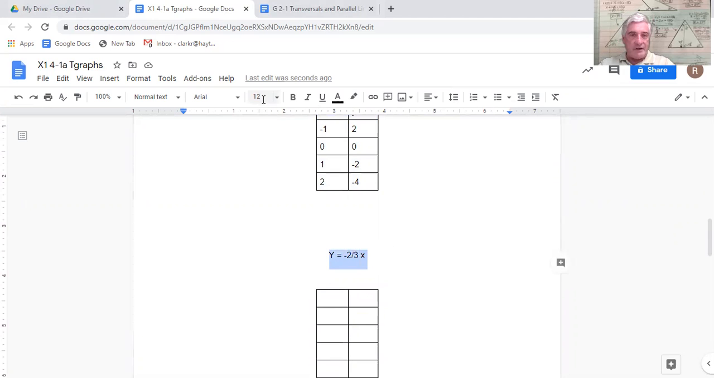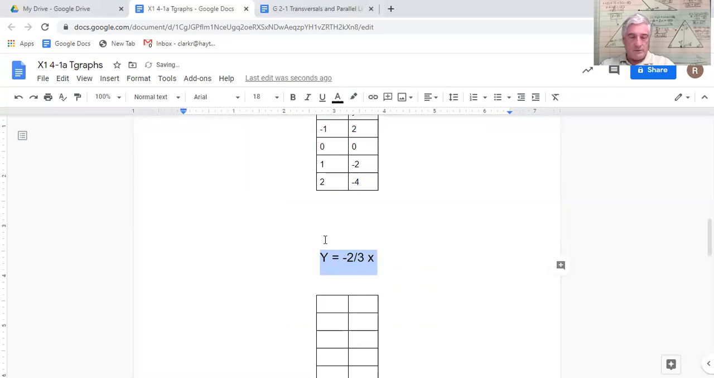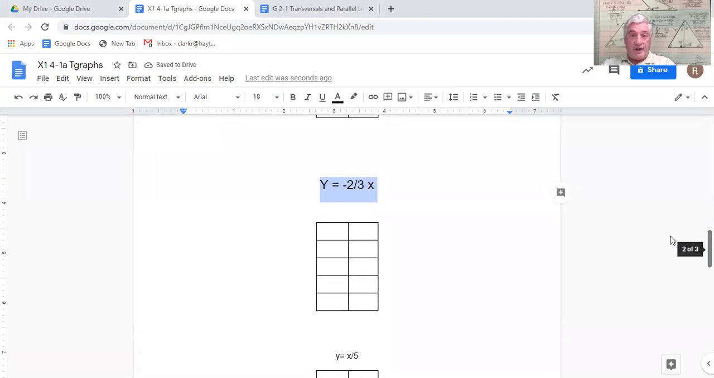Here we go. Here's the next example I have. Y equals minus 2/3 x. The whole of algebra is about asking what are we doing to x and how do we undo it? What we're doing to x is multiplying by 2 and dividing by 3. One of those numbers has to be negative. I usually keep the negative with the 2, but you could do it with the 3.